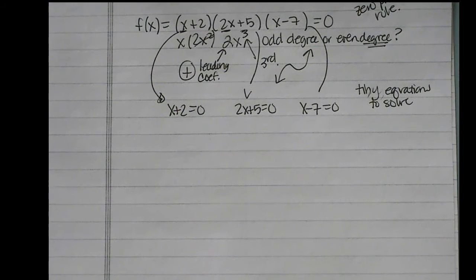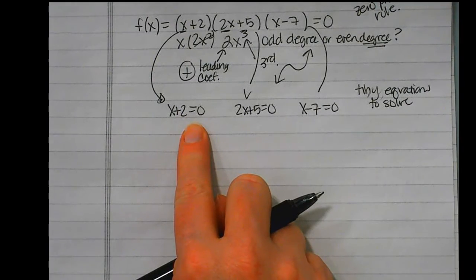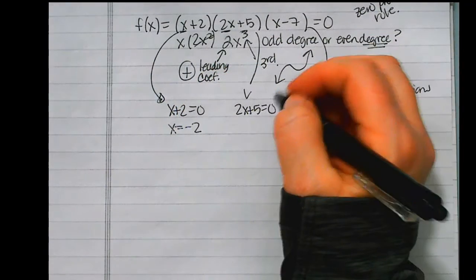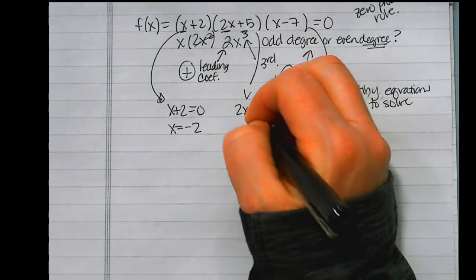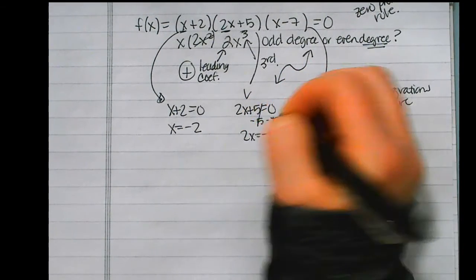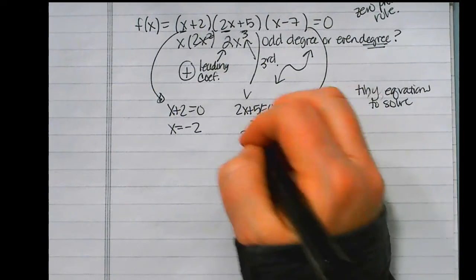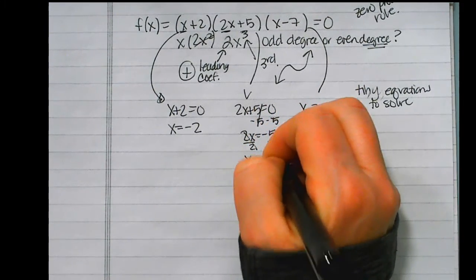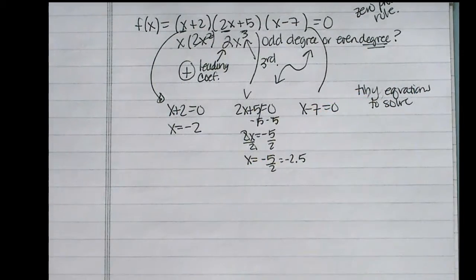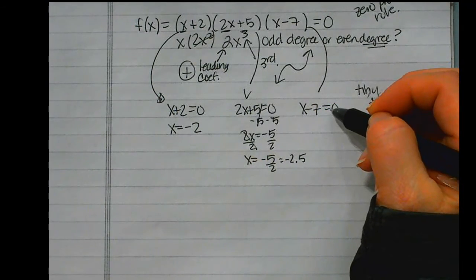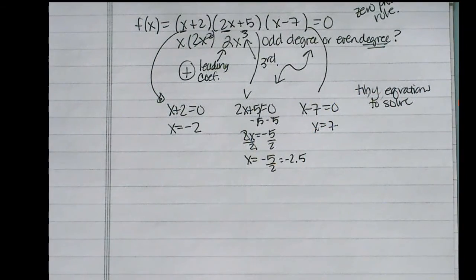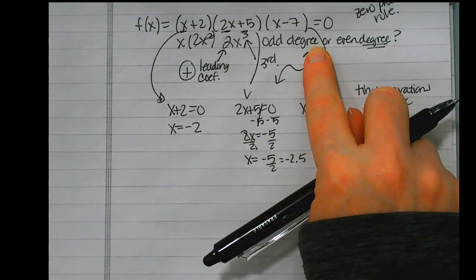So solve these for me. Isabel, what do you get with the first one? -2. How about the second one? We need extra stuff with that one. -5. 2x equals -5, divided by 2. x equals -5 halves. Or what's that? Like -2.5. Javier, what about this one? x minus 7 equals 0. What's x? 7. And so now that we know these, we know kind of what it looks like.